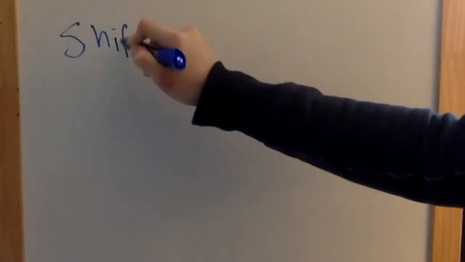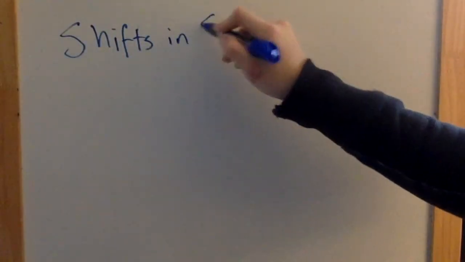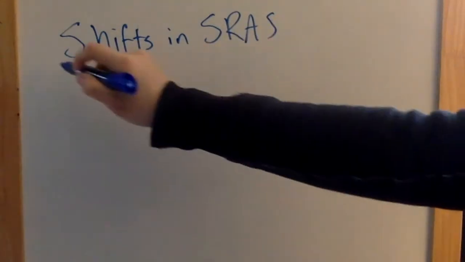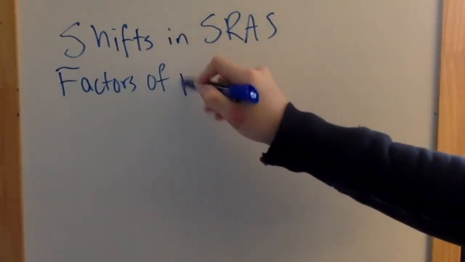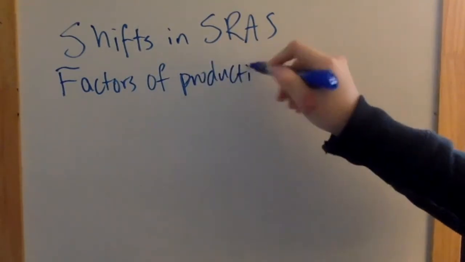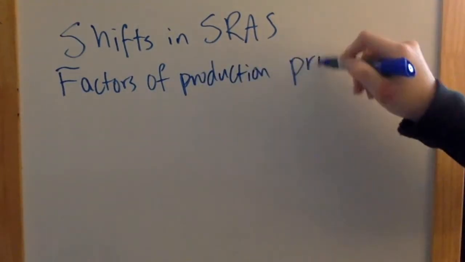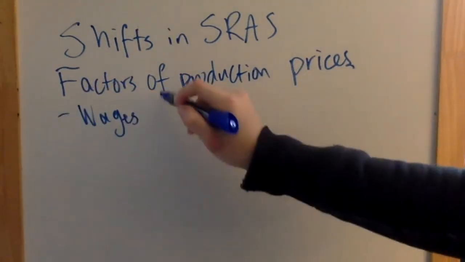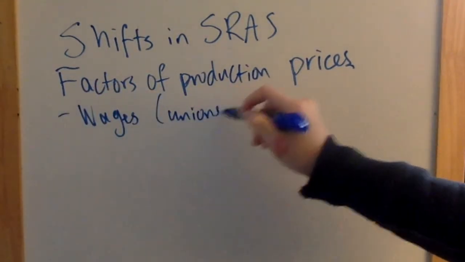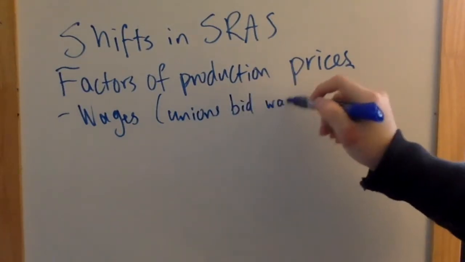Shifts in short-run aggregate supply are caused by a change in factor prices. The one you'll see most is probably a change in wages. As the average wage rate goes up, the production costs will also increase, causing short-run aggregate supply to shift inwards. If wages go down, short-run aggregate supply will shift outwards. It's important to keep in mind that unions play a big role in this, as they negotiate the wages and keep the wage rate up.